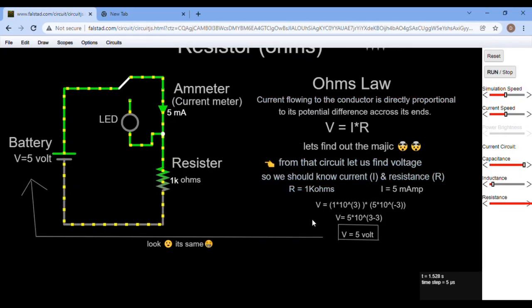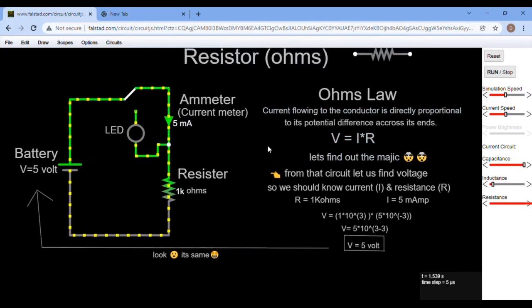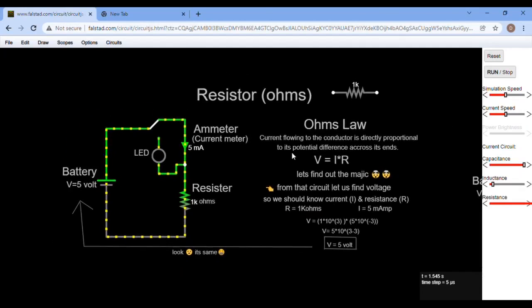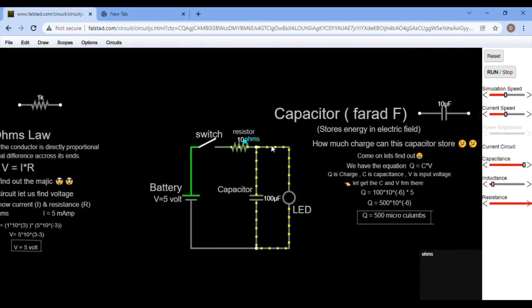We can find I by cross multiplying, that is I = V/R. We can even find R: R = V/I. Hence this law is one of the milestones of electronics. So I hope you understood. Next, let's go for the capacitor.